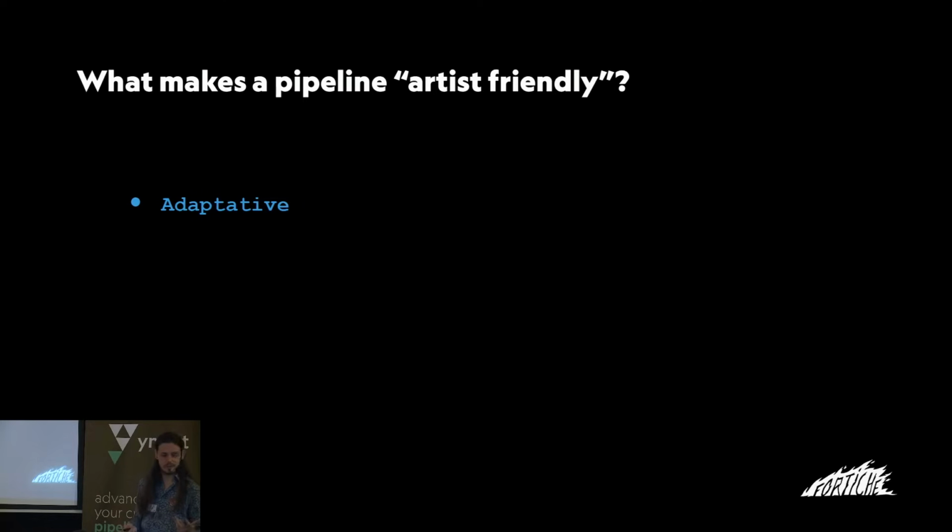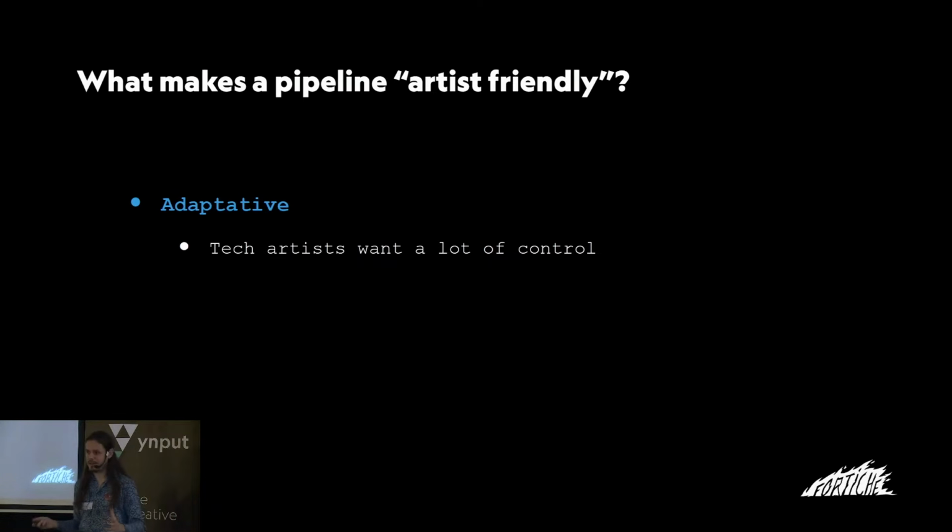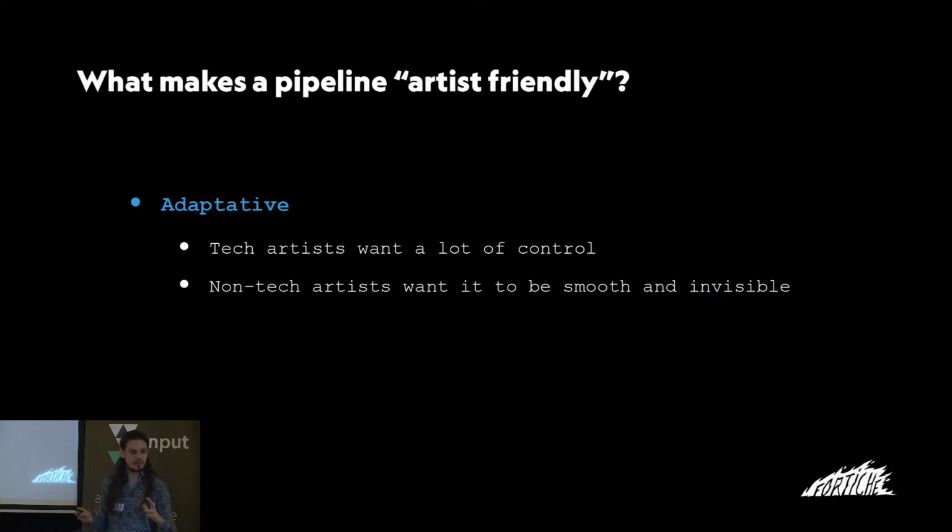So first, we want it to be adaptive. This is what I said before. You will have tech artists that want a lot of control over the pipeline and that want specific things, and also non-tech artists that want the smoothest and most invisible pipeline possible.